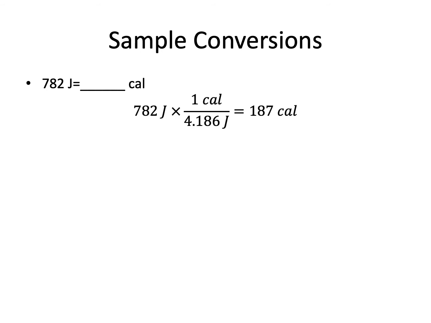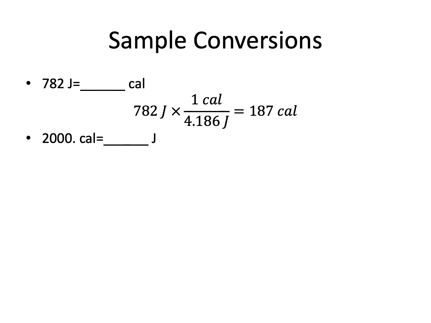So here is the setup that I would use. Again, I want my units to cancel. So I'm going to have 782 joules. And then if you notice, I have joules on the bottom. So 4.186 joules to 1 calorie equals 187 calories, right? When you think about significant figures, 782 joules has 3. So my answer should have 187 calories.